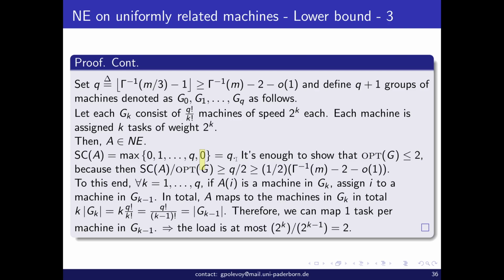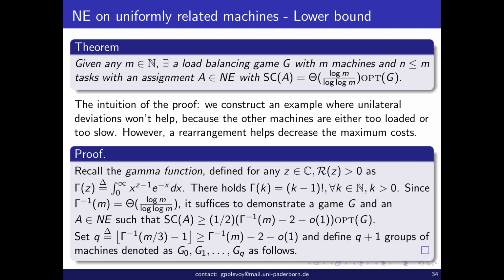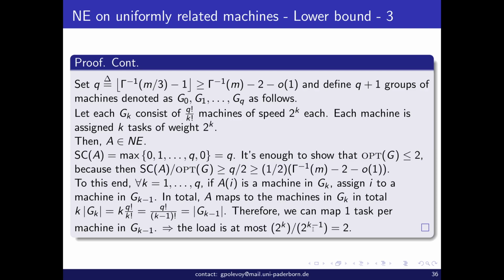The maximum is, of course, Q, and it's enough to show that the optimum is at most 2, because then the social cost divided by the optimum is going to be at least Q divided by 2. Taking the expression for Q, which I remind you is at least this one, Q divided by 2 will be at least half of this one, and that's what we said it suffices to show: a game and an equilibrium such that the social cost is at least half of this one times the optimum. So it's enough to show that there is an assignment which has a cost of at most 2.